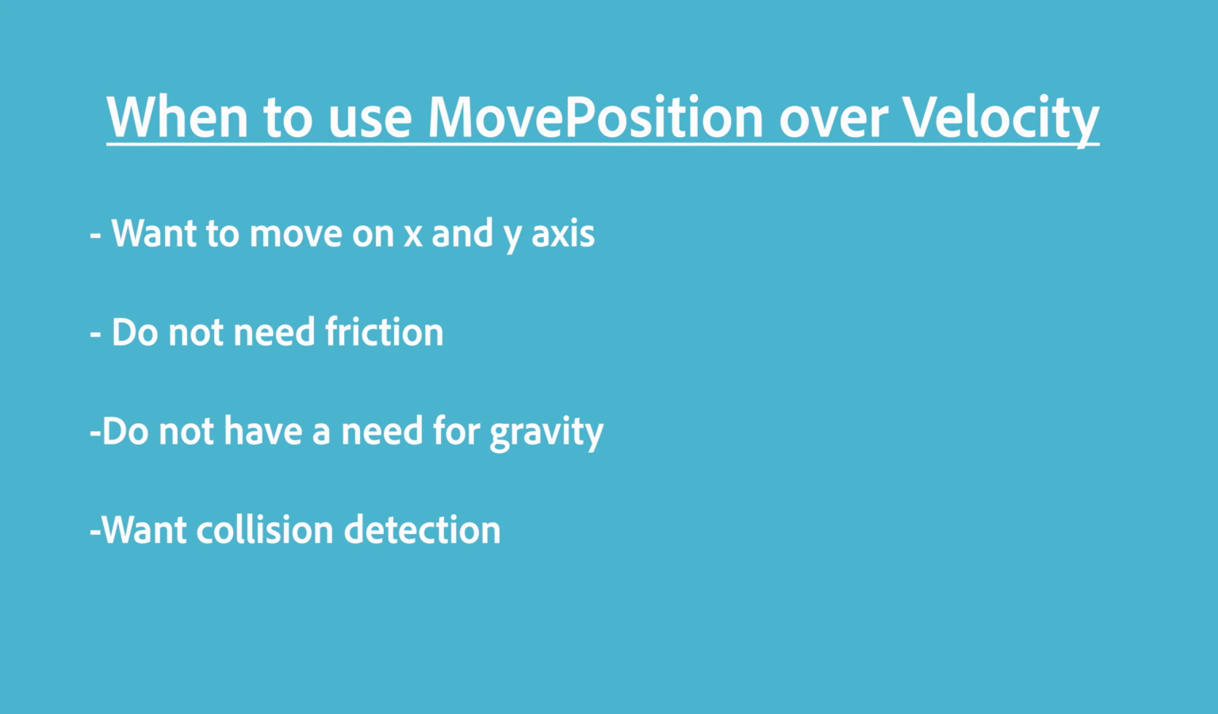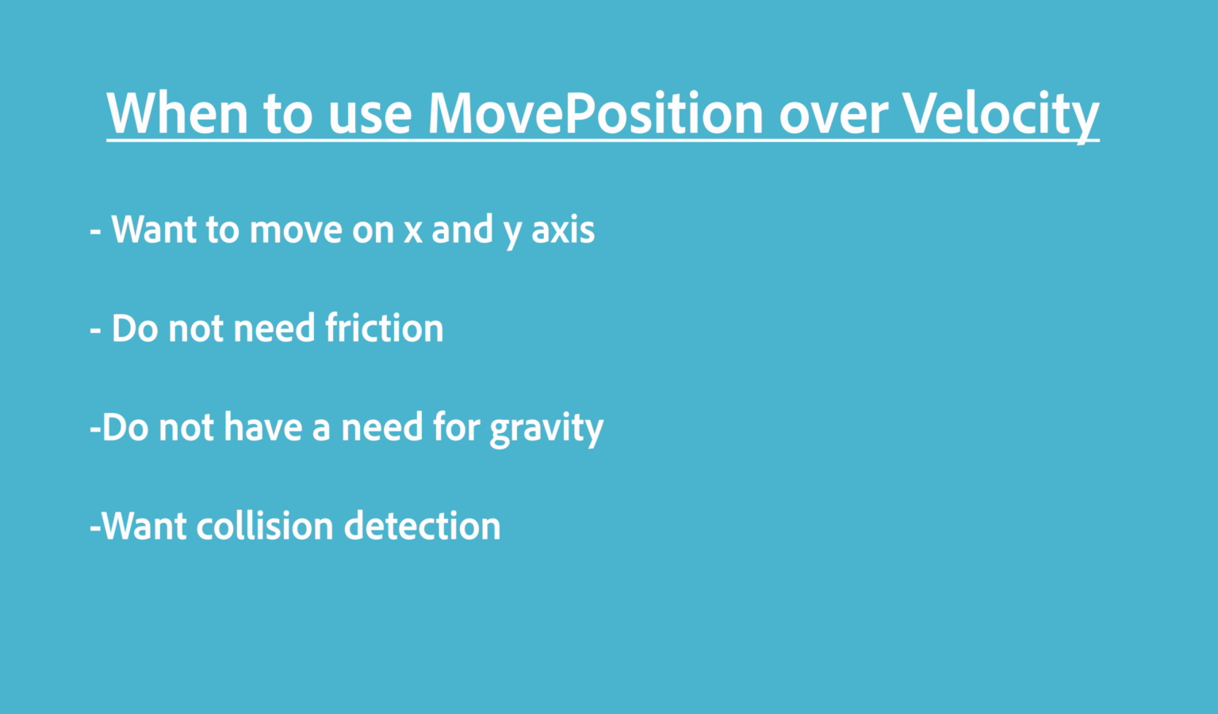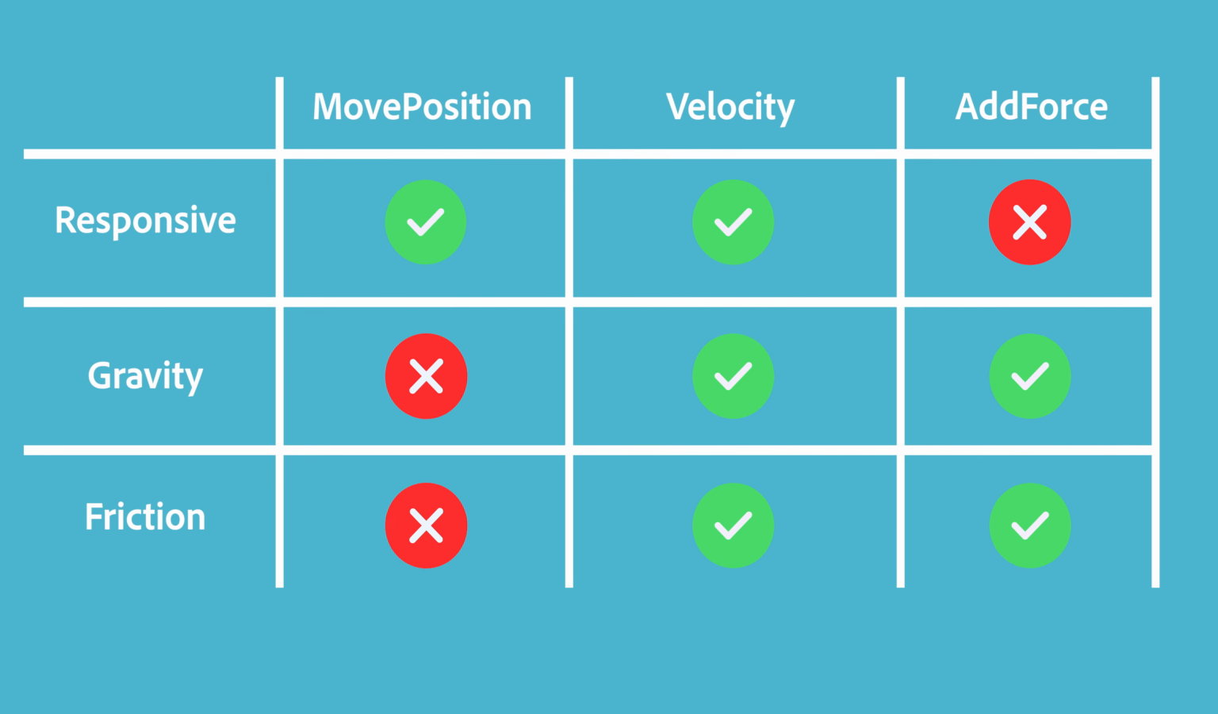Now, your choice of movement comes down to these factors. If you want to move your player around on the X and Y axis like a Galaga style game and don't require gravity or physics properties, but still want the good collision detection, then use move position. If not, then use velocity. Lastly, here's a chart that gives you a clear breakdown of when to use each, so pause here, take a screenshot, or do whatever you want to do to let this sink in and remember it.